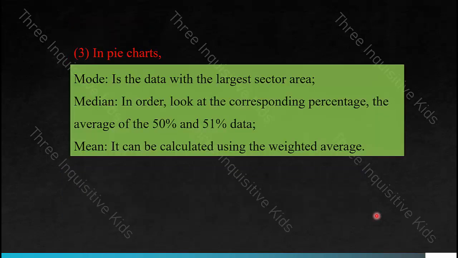So in pie charts, the mode is the data with the largest sector area, and for the median, first you place all of the different sectors from smallest to greatest in area in order, and then you look at their corresponding percentages. The average of the 50% data and the 51% data would be the median. And again, the mean can always be calculated using the weighted average.